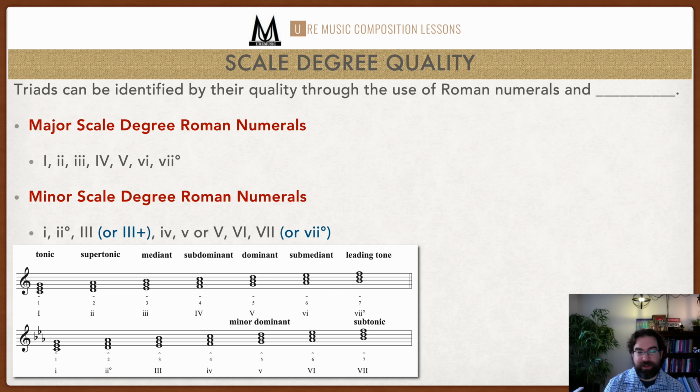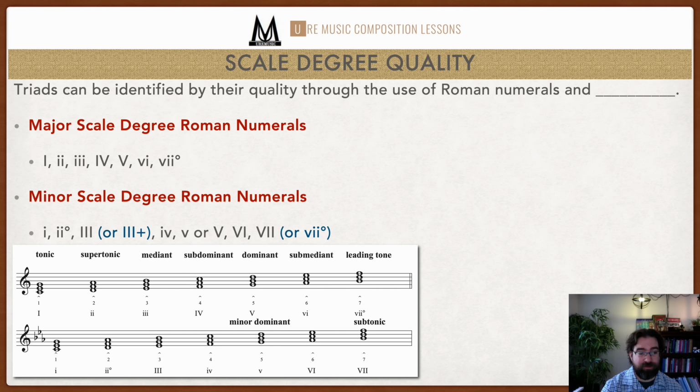So triads can be identified by their quality through the use of Roman numerals and something that we have lawyers to thank, a special term. We're going to get to that in just a minute. So your major scale degree Roman numerals though, notice that 1, 4, and 5 use uppercase Roman numerals. And then 2, 3, 6, and 7, because they're subsidiary to the major, they're weaker chords that are more unstable, we use lowercase Roman numerals.